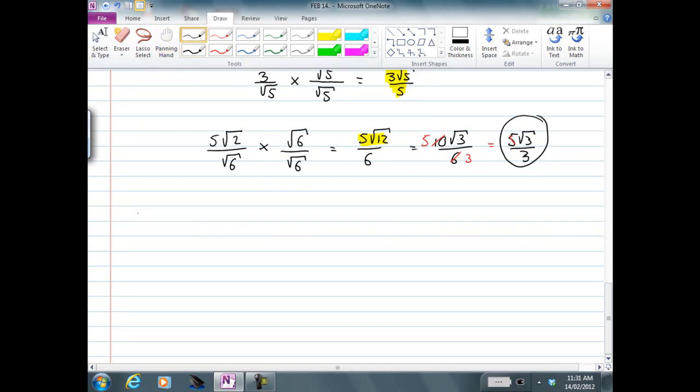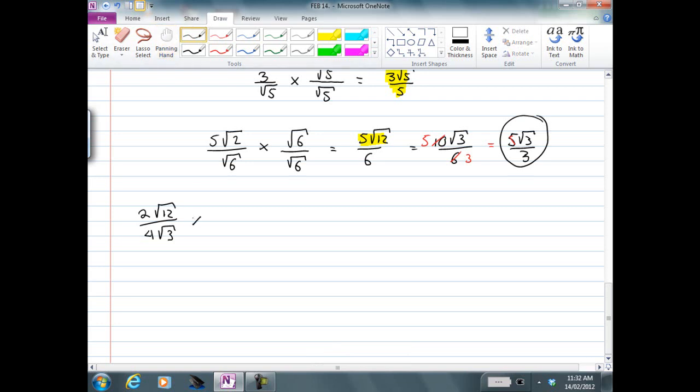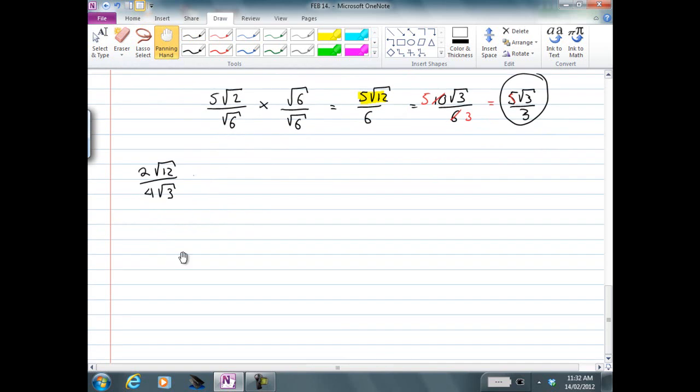What if I do this? 2 root 12 over 4 root 3. I'm not going to help you out. Many of you will have different methods of doing this, but I'm going to pause it just to give you a little tiny hint. Oh, no, you don't have to multiply this. The answer is indeed 1. Some of you try to multiply this by the rationalize the denominator. When you rationalize the denominator, notice I'm just going root 3, not 4 root 3, because I'm only using the square root part.